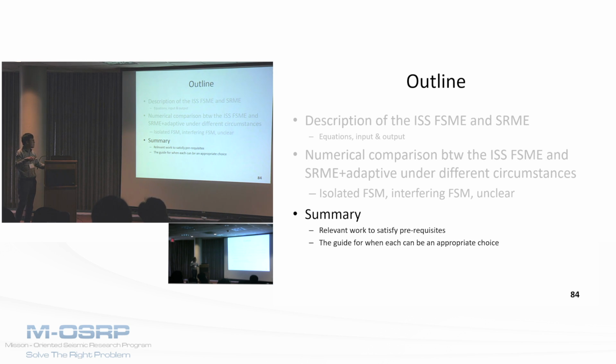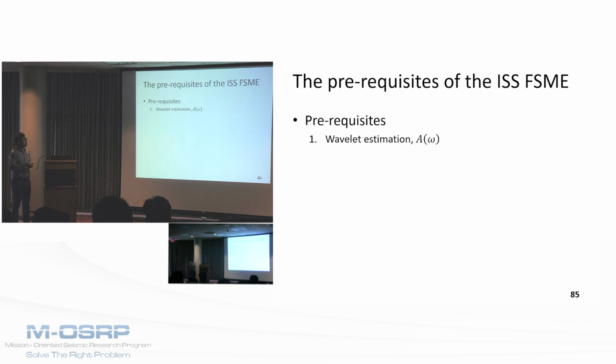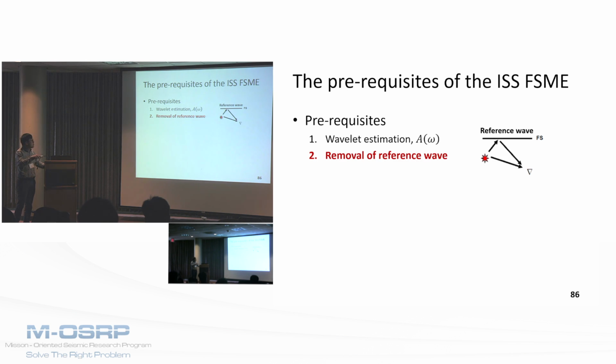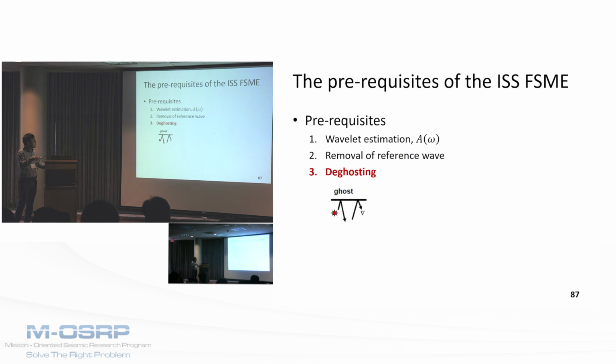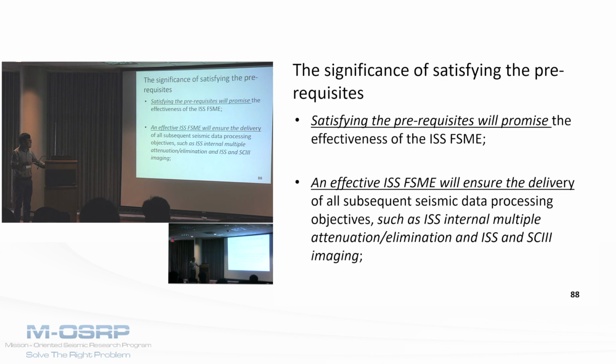Now let's look at the summary. We mentioned there are prerequisites of this ISS free surface multiple elimination algorithm, and early this morning, my colleagues Professor Weglein and Qiang also talked about the prerequisites. Especially for the ISS free surface multiple elimination algorithm, the prerequisites are the wavelet estimation A(omega) in the equation, the removal of the reference wave, and the removal of ghosts. And the significance of satisfying those prerequisites is twofold. One is that satisfying these prerequisites will promise the effectiveness of the ISS free surface multiple elimination algorithm.